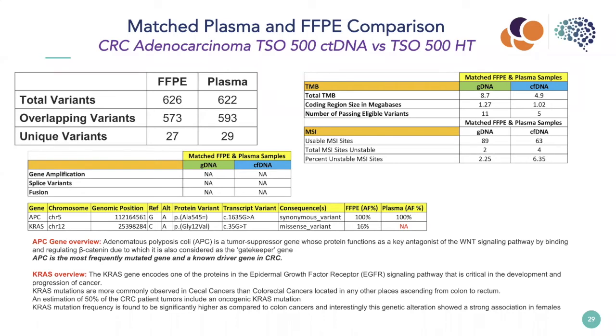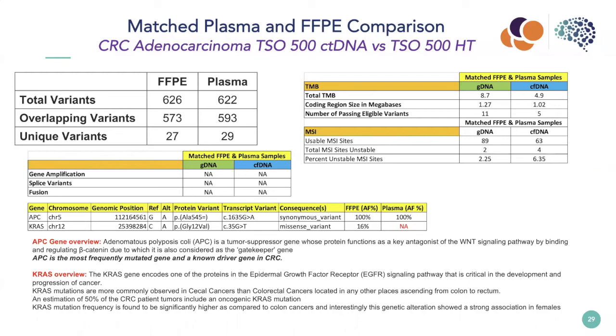There were a couple of interesting differences between the FFPE, where you see the allele frequencies listed here for both an APC mutation as well as a KRAS mutation, found at 100% as a synonymous variant in this particular case in both the plasma as well as the FFPE. The APC gene is a key tumor suppressor gene whose protein functions as a key antagonist of the Wnt signaling pathway, and it's one of the most frequently mutated genes and known as a driver gene in colorectal cancer.